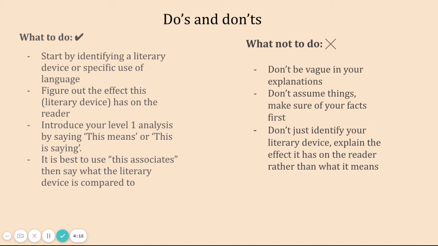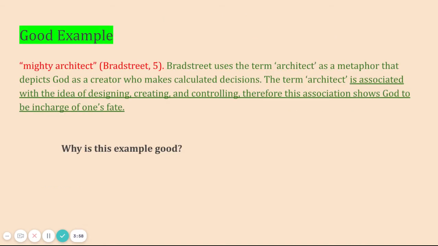The things you shouldn't do consist of being vague in your explanations. Never assume things when you're writing. Make sure of your facts first and then write them. Then, don't just identify your literary device, but actually go into detail and explain the effect it has on the reader rather than what it means in just mentioning it.